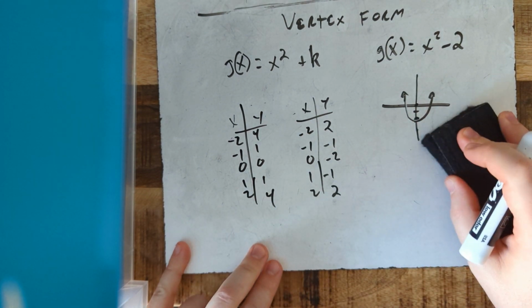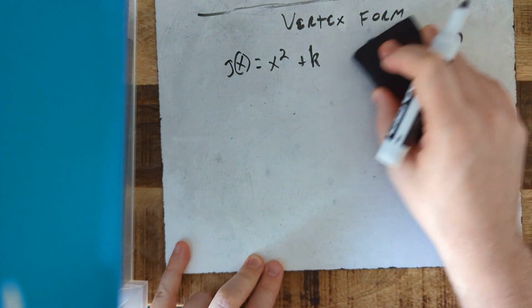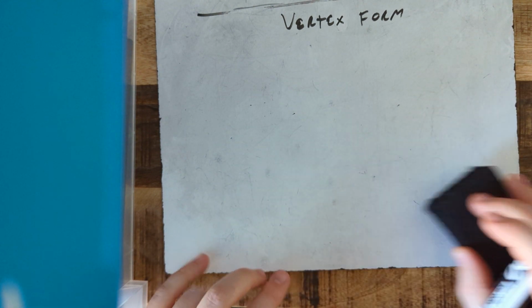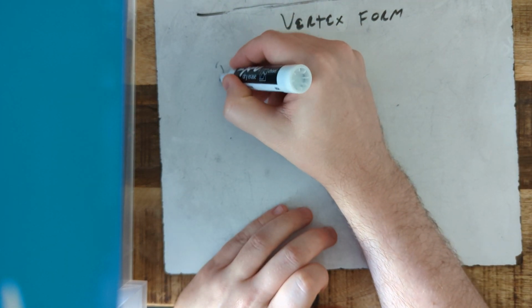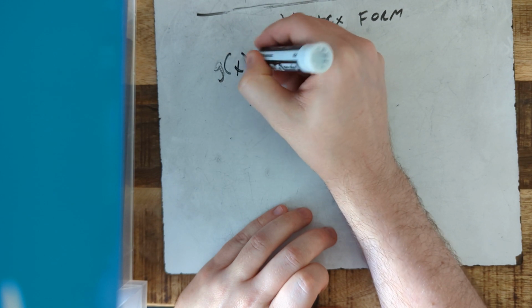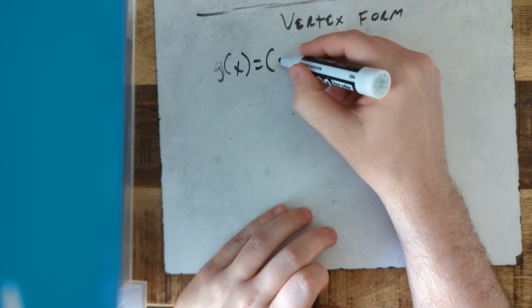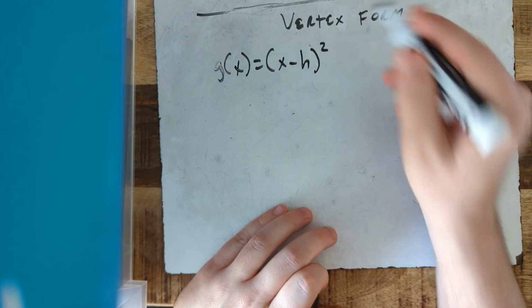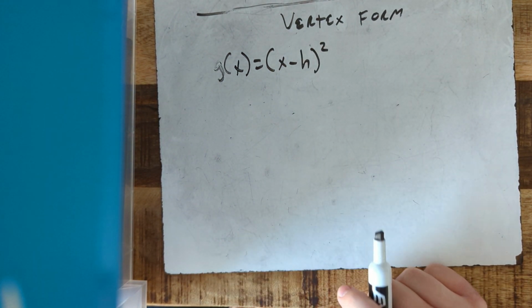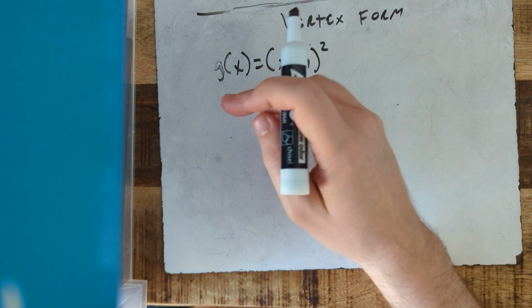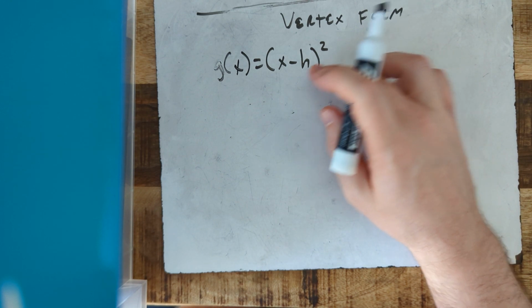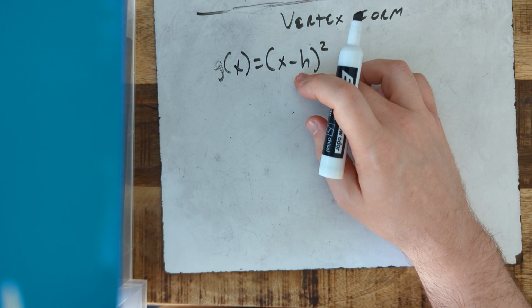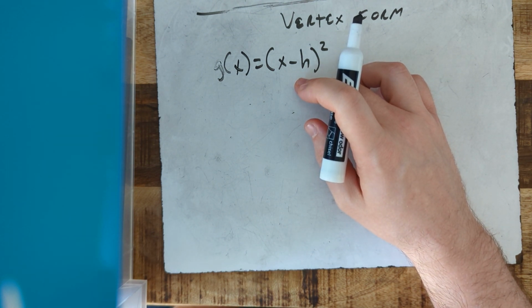Now let's add a different element to it. So we know our k tells us up or down. Now, how do we shift it left and right, okay? How we do that is we have our graph here, g(x) equals (x minus h) squared. Now in this case, our h tells us which way, left or right, to go on the graph. So before, our k at the end told us up or down, our middle one here tells us left or right.